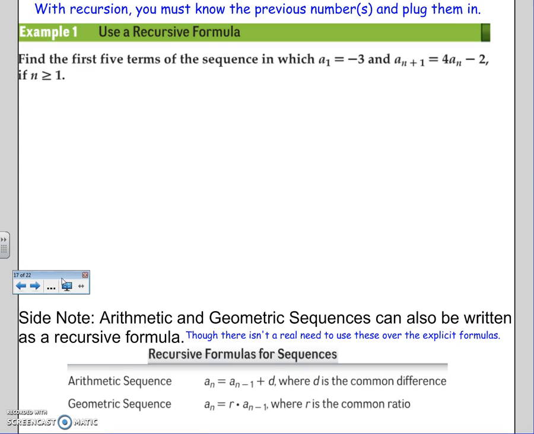Find the first 5 terms of the sequence where a sub 1 is negative 3, and in the formula a of n plus 1 is equal to 4 times a sub n minus 2, if n is greater than or equal to 1. Alright, so we have our first term. Let's find a sub 2.